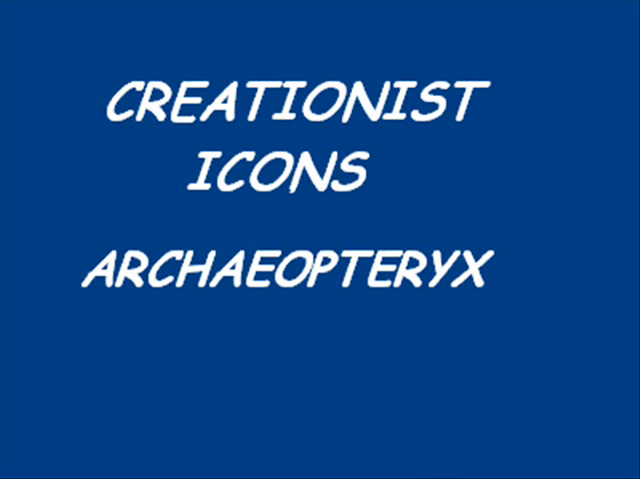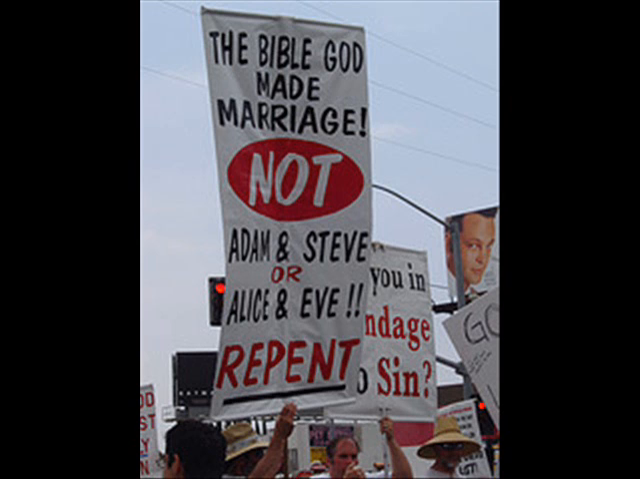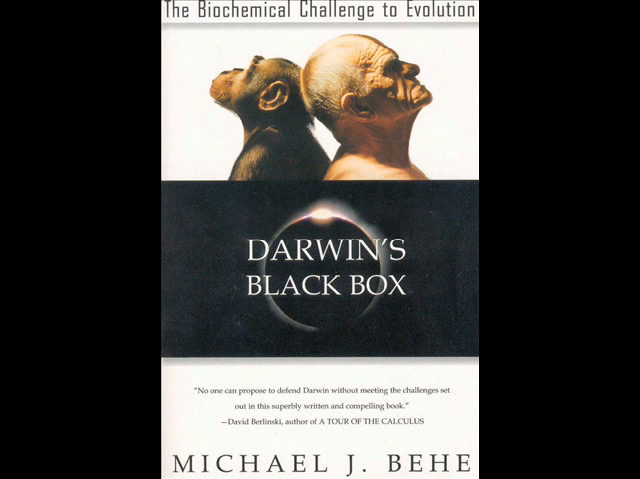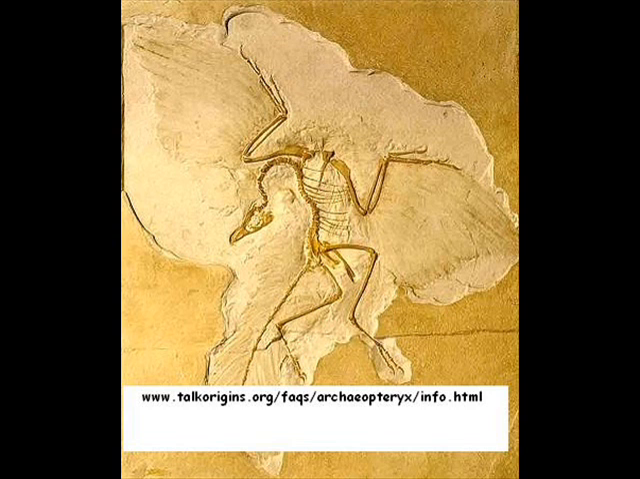Welcome to Creationist Icons. Enemies of science and evolution return again and again to the same few arguments and examples, no matter how many times their claims are debunked. In this video, I will look at a specific example of such a creationist icon, the Archaeopteryx.